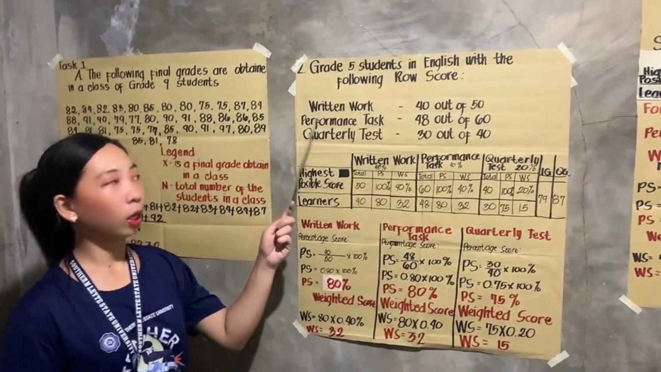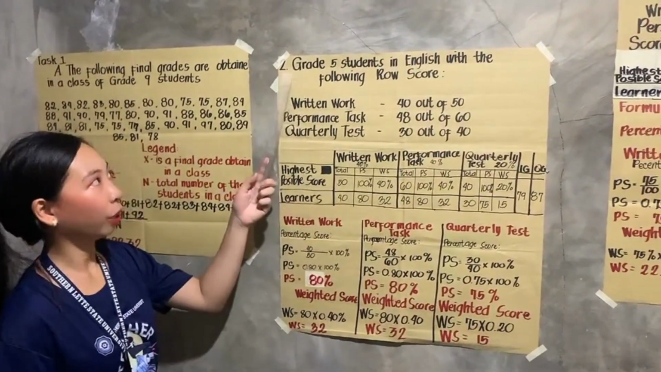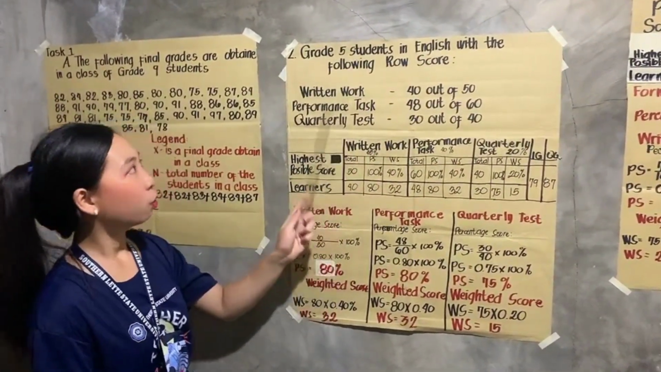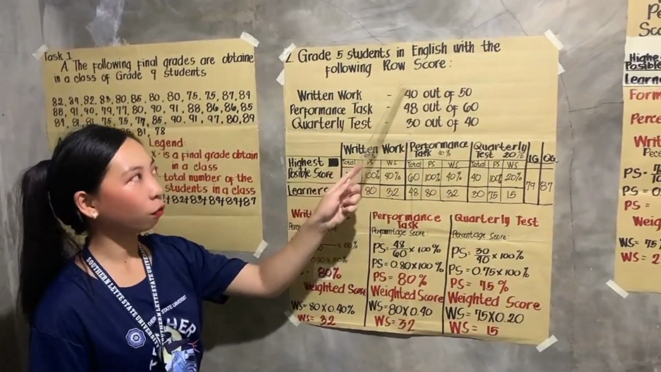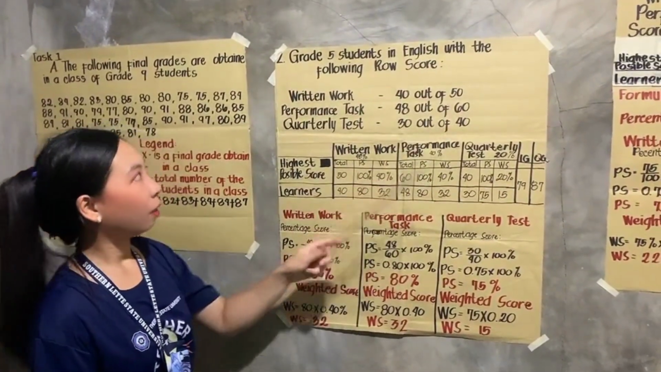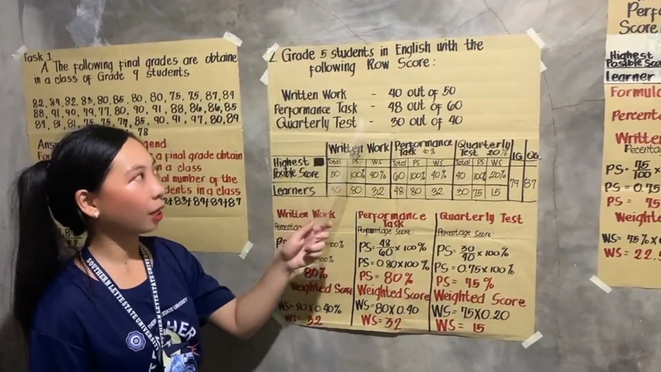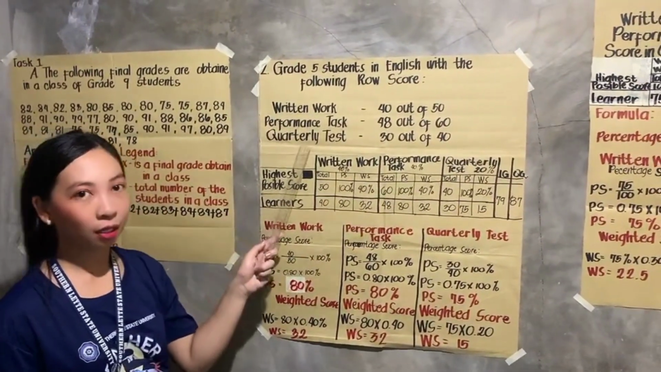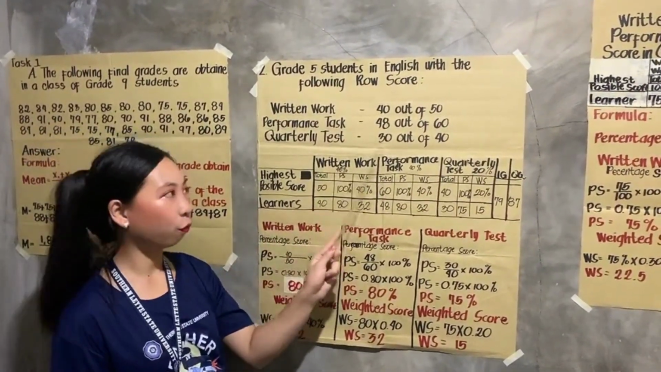So the second example will be grade 5 students in English with the following raw scores. For the written work, they got 40 out of 50. For the performance task, they got 48 out of 60. For the quarterly task, they got 30 out of 40.